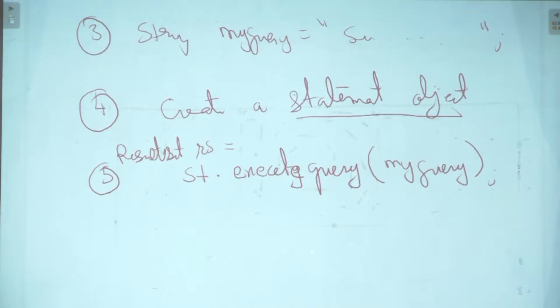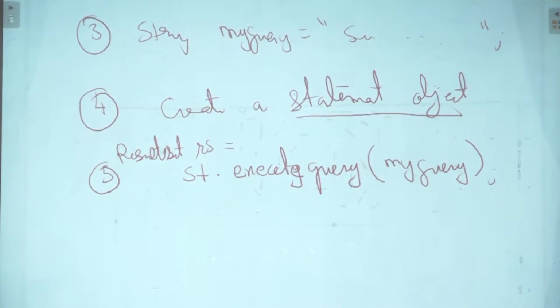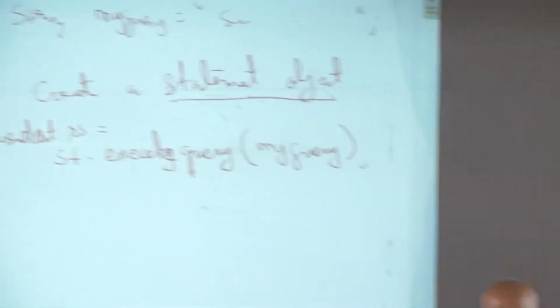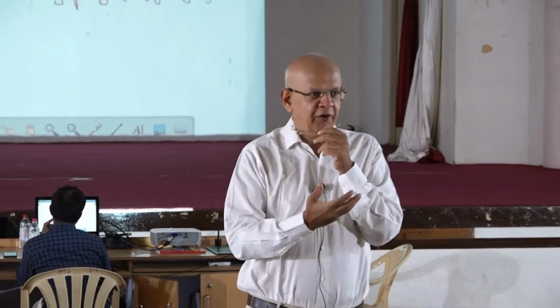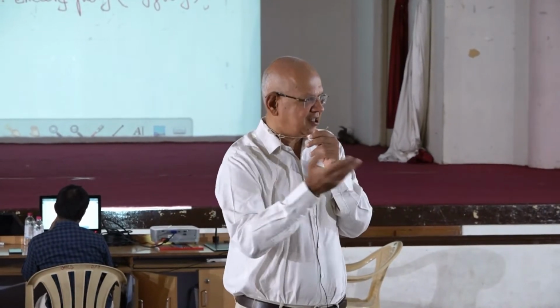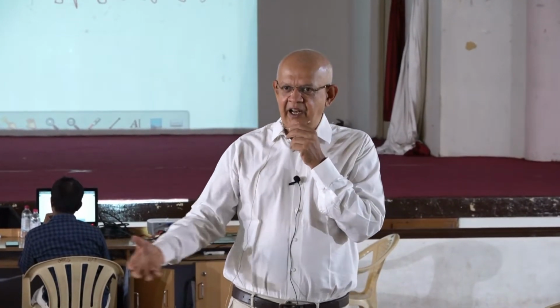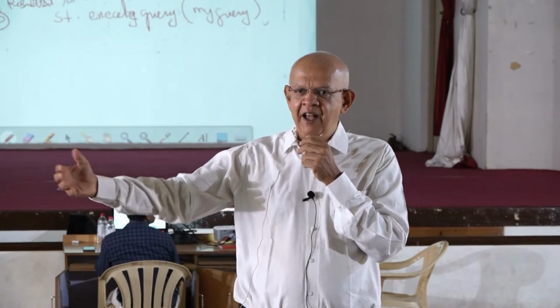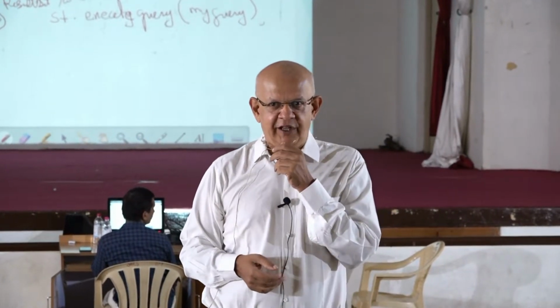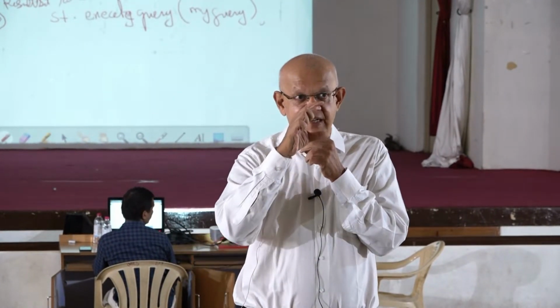Now, what is this result set? This is important. So, I had a statement object. Using the statement object, I sent a query. The query went to the database. Now, what did the database do with the query? It executed the query and it gave back results. Well, what is coming back to us on the client side is called a result set.